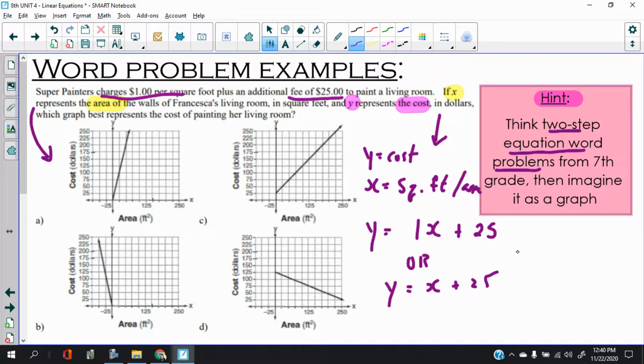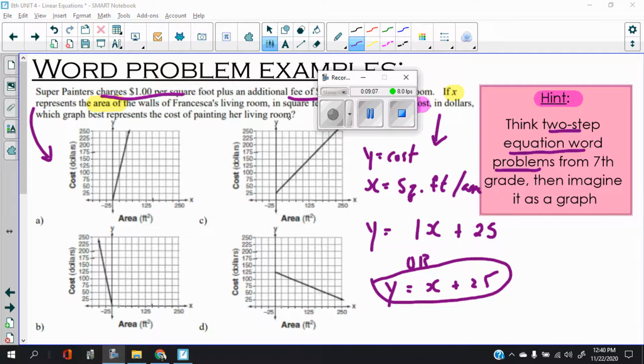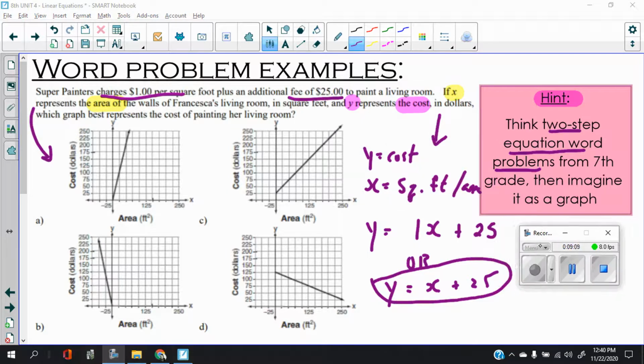Now, having said that, which one of these graphs, A, B, C, or D, matches this equation? So take a look at that, and feel free to press pause. I'm going to press pause and just let you look. All right, so press pause right now.